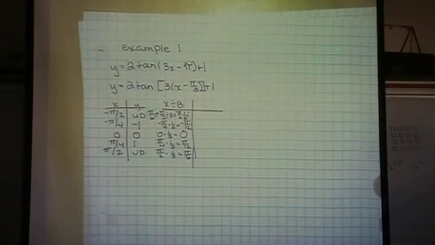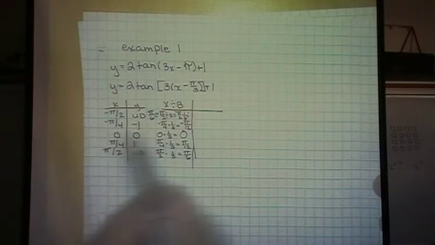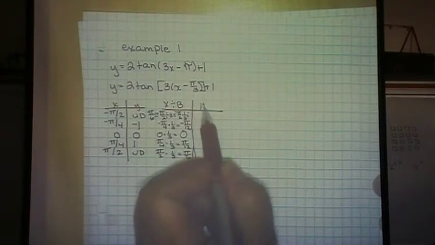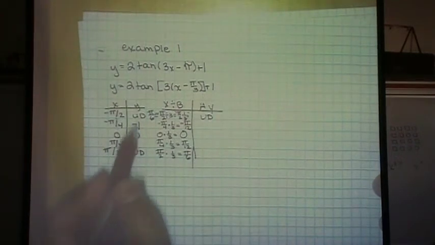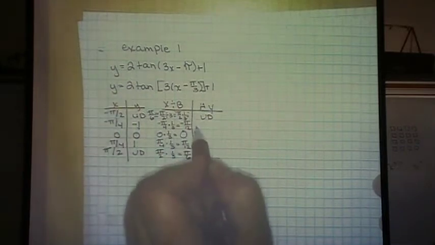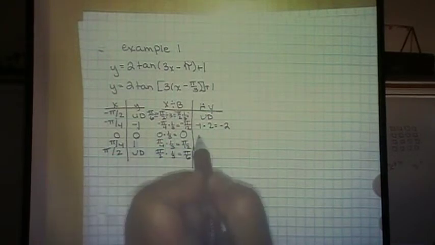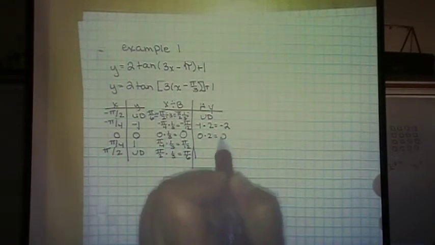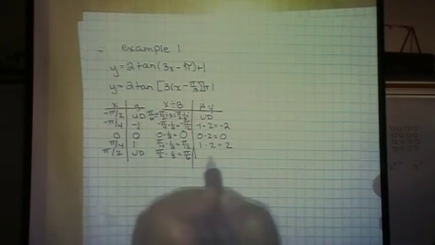Now let's find my y values. If my function was undefined to start, it doesn't matter what I multiply by it or add or subtract to it. It's still going to be undefined. So this first y value is undefined. Now take negative 1 times our 2, and that gives me negative 2. 0 times 2 is 0. 1 times 2 is 2. And we're back to undefined. So it's still undefined.